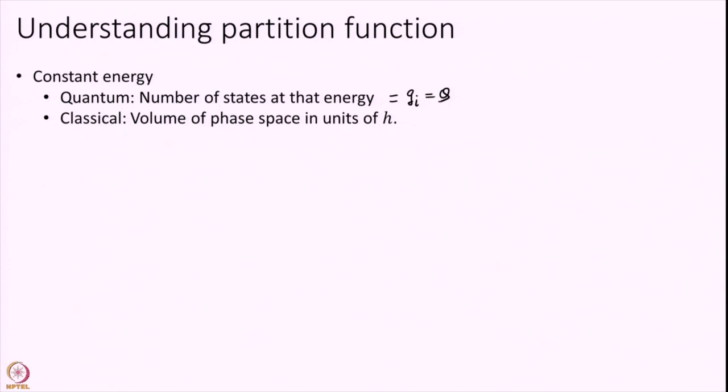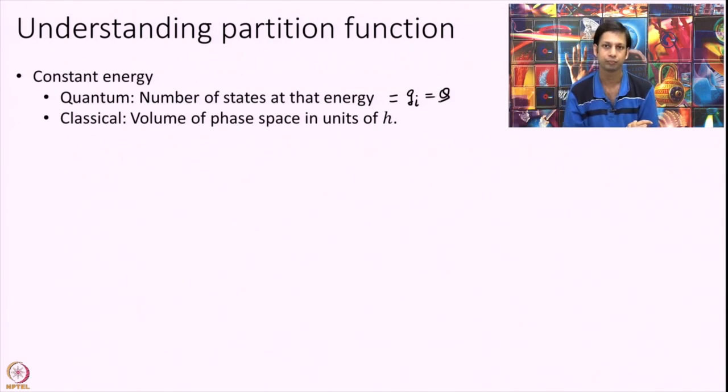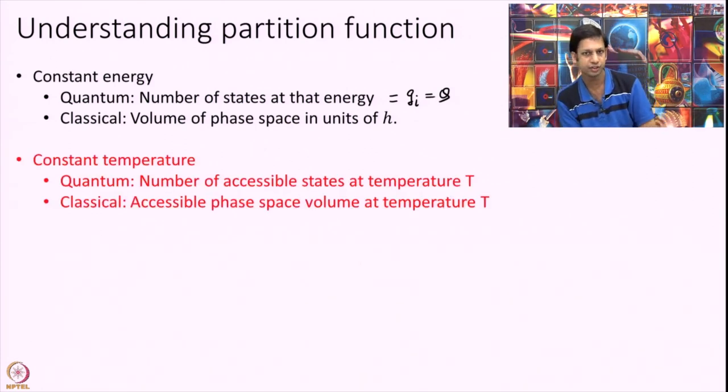And classically that would mean the area or the volume that that constant energy surface occupies. So think of a contour plot of that particular energy in a high dimensional space, in q comma p space, and find its volume. That is your classical partition function at that energy. We can also define the partition function at a given temperature, which is what we have calculated. So the meaning changes slightly, but the essence remains the same.